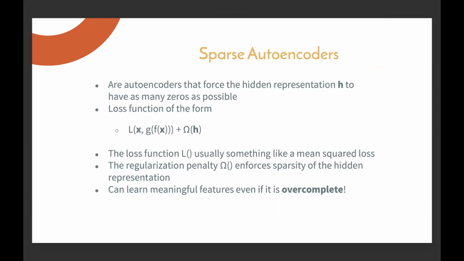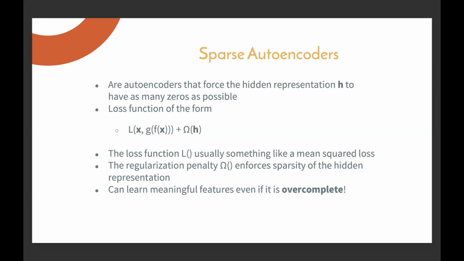And also we have another type of autoencoder, called sparse autoencoders. In this type of autoencoder, we want to force the autoencoder to learn a hidden representation h that has some zeros, or as many zeros as possible.